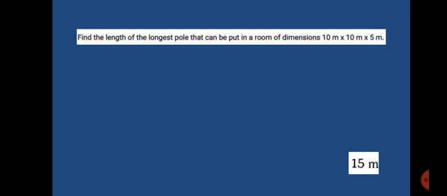Find the length of the longest pole that can be put in a room of dimensions 10, 10, 5. Here the longest pole is given. Here a room is given. Its dimensions are 10 meter, 10 meter and 5 meter: length 10 meter, breadth 10 meter, height 5 meter. This asks me for the longest pole. The longest pole will be the diagonal of the room. We will find the diagonal. That will be my answer.